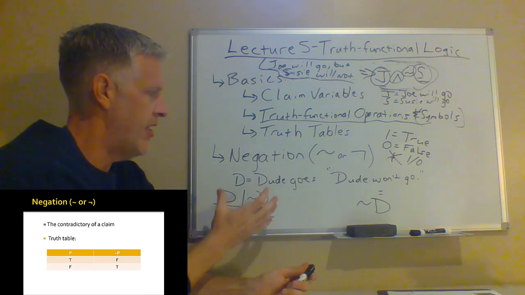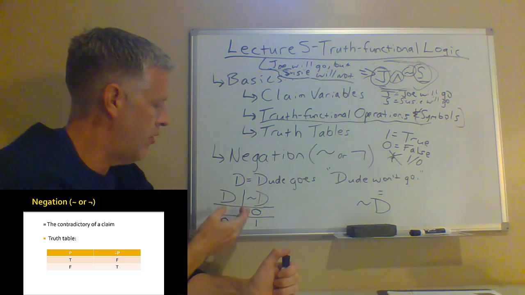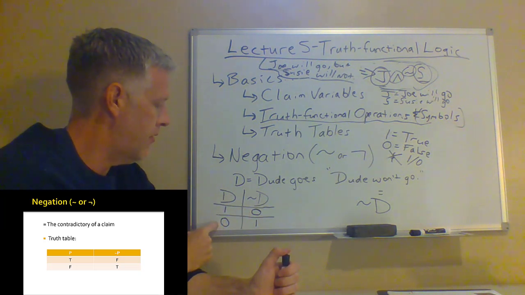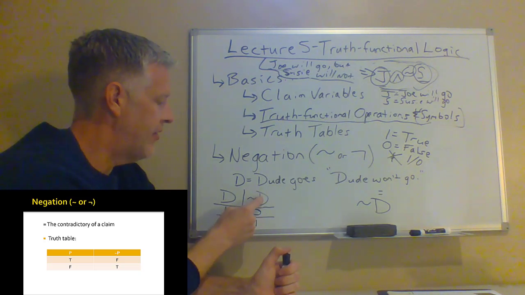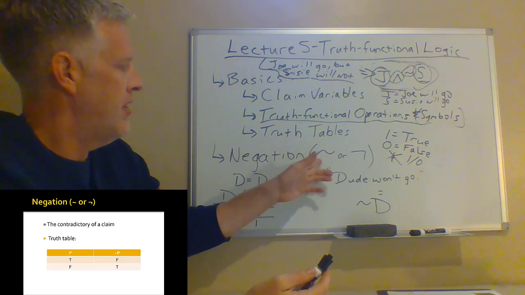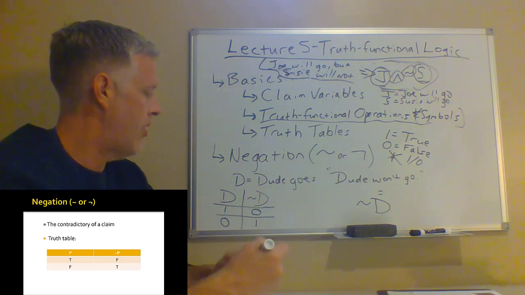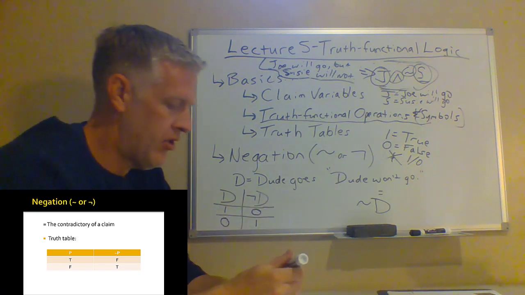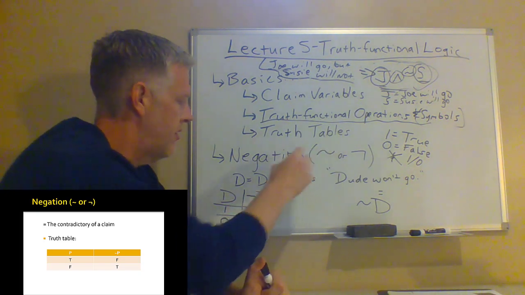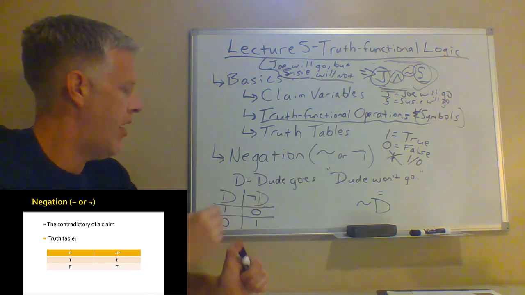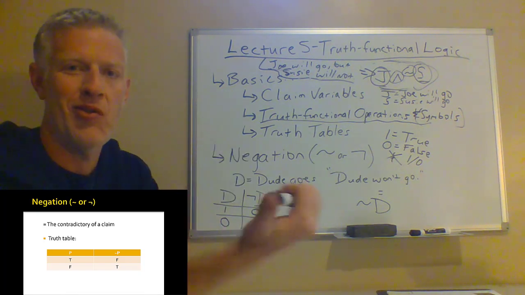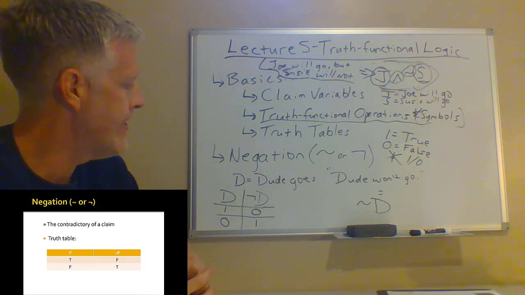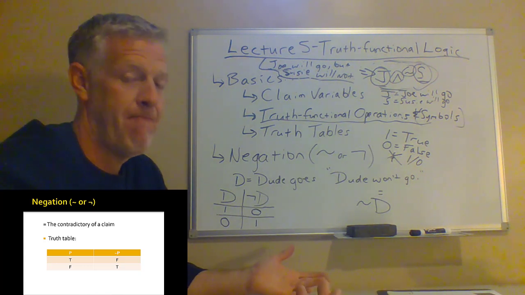So hopefully the truth table makes sense for a basic negation. If "dude goes" is true, then "dude won't go," which is what's being implied by this logical notation, is going to be false. But if "dude goes" is false, then "dude won't go," or it's not the case that dude goes, is going to be true. And I should have mentioned that either one of these symbols works for negation. So instead of this, I could have done this. Graduate instructors actually preferred this and always used it, but either one of those symbols works. And that reads something like, in logic speak or logical notation, "it's not the case that D." So that's negation. Fairly straightforward.